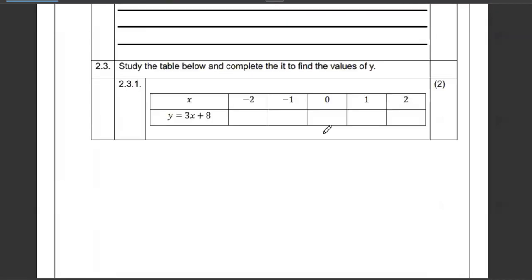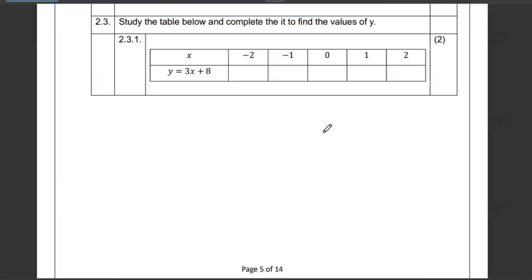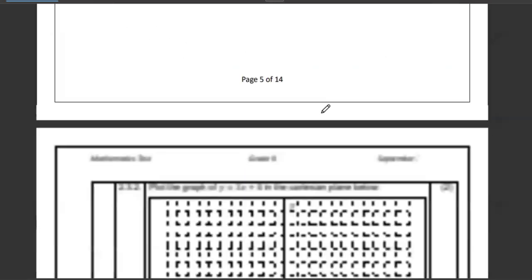Okay, then study the table below and complete it to find the value of y. So use your substitution or the knowledge of substitution. So for us to get the value here, we're going to replace x with a -2. So that's a -6 plus 8, which is a 2. And then if x is a -1, this is going to be a 5. If x is a 0, it's going to be 8, 11, and then 14.